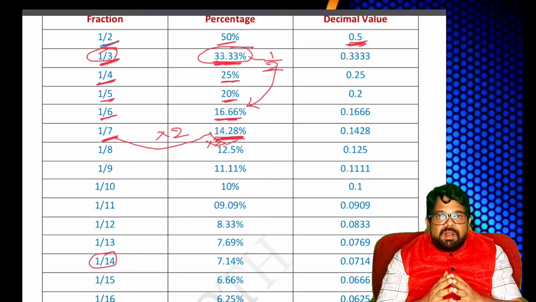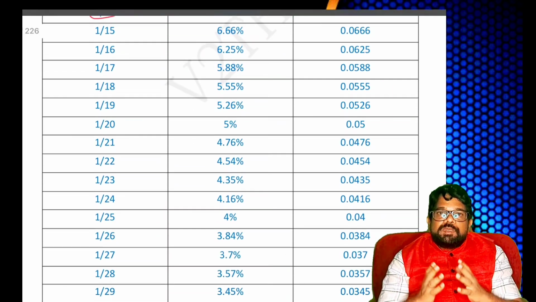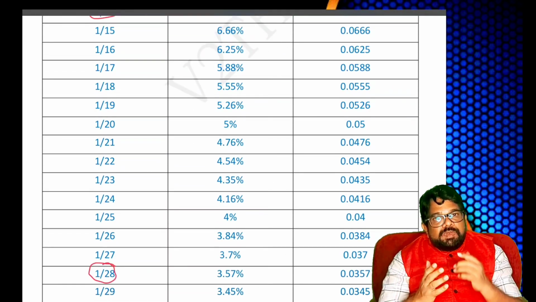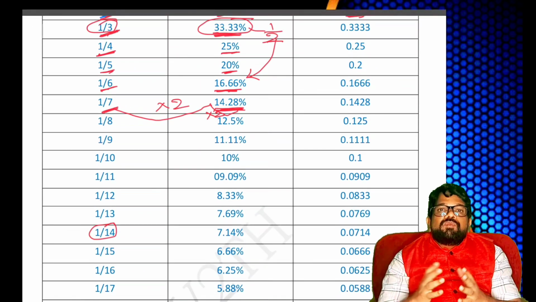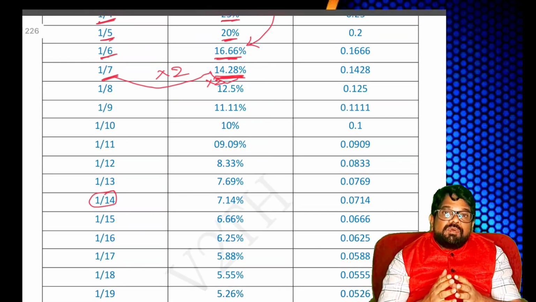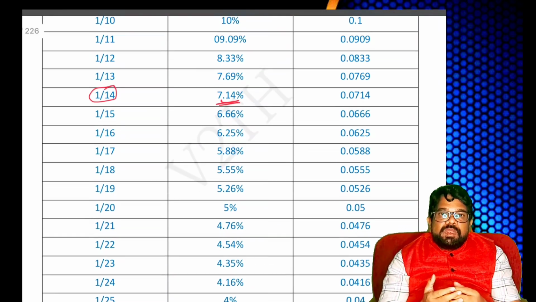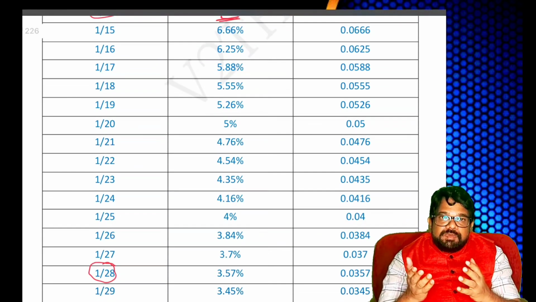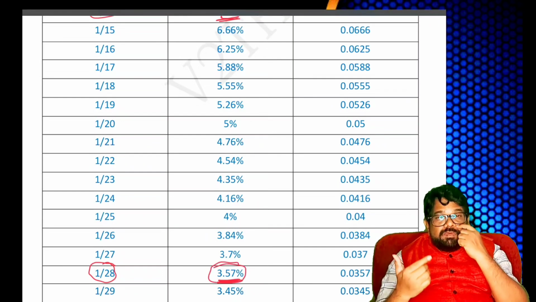Half of 1 by 7 is 1 by 14. Half of 1 by 14 is 1 by 28. So 1 by 7 we know is 14.28%. Half of that is 7.14%. What is 1 by 14 now? 7.14%. 1 by 28 means half of 7.14. What is half of 7.14? 3.58%. 1 by 28 is 3.58%. Just like that you can calculate very easily.